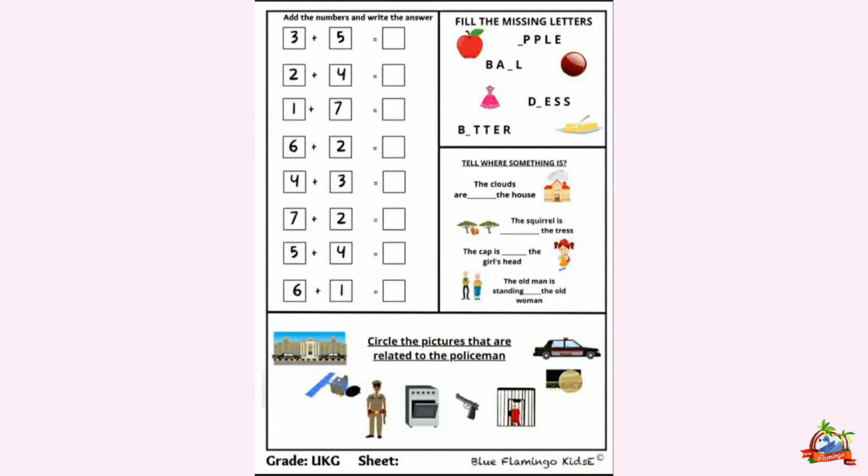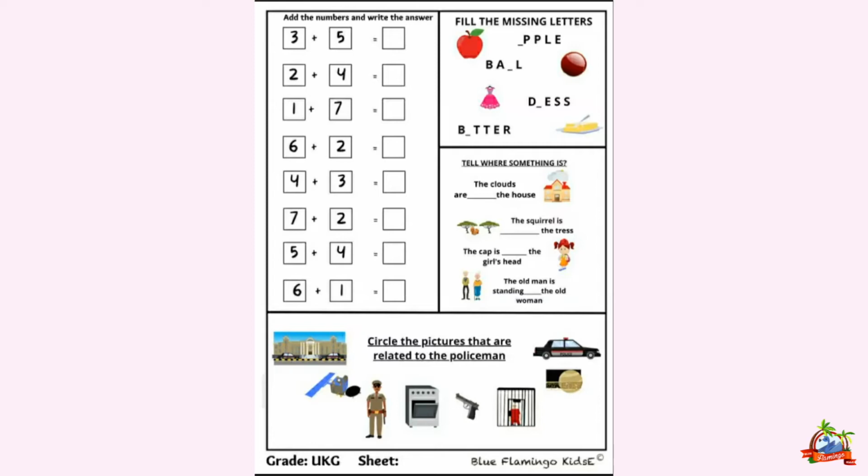Add all the numbers. 1 plus 7. It will be 8. 1 plus 7 will be 8. What will you write? You will write 8. Understood? In this way you have to add all the numbers. You have to add and then you will write. Now see the next section.